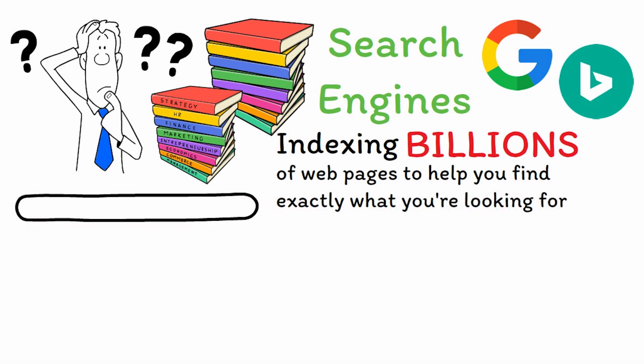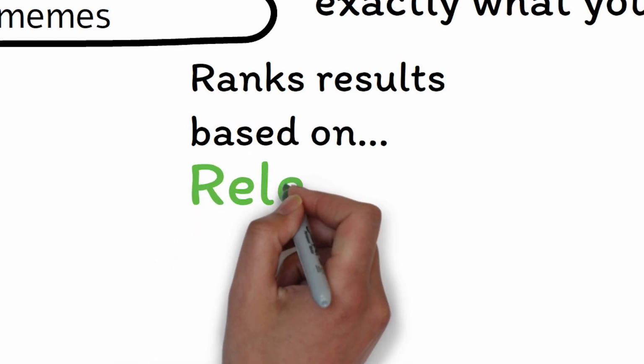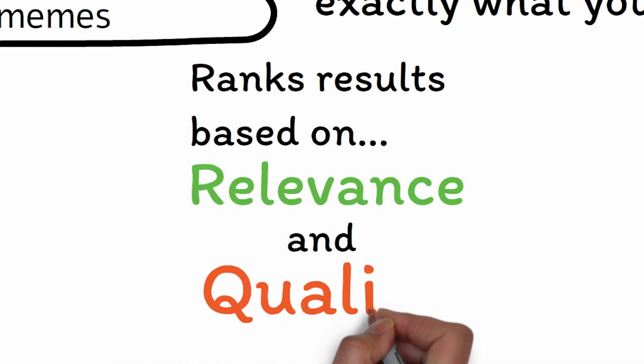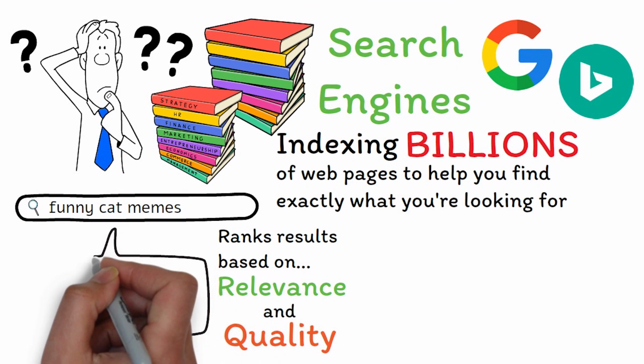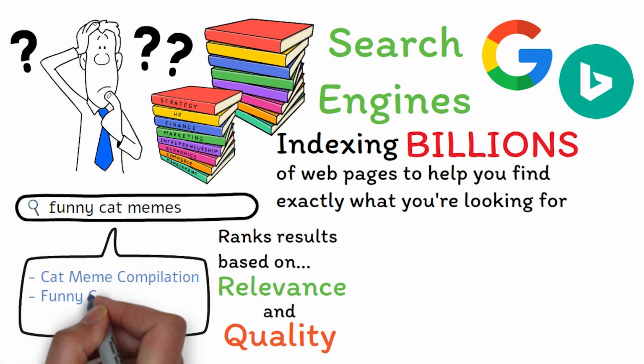When you type a query into a search engine, it uses complex algorithms to retrieve and rank results based on relevance and quality. This makes finding information on the internet efficient and manageable.